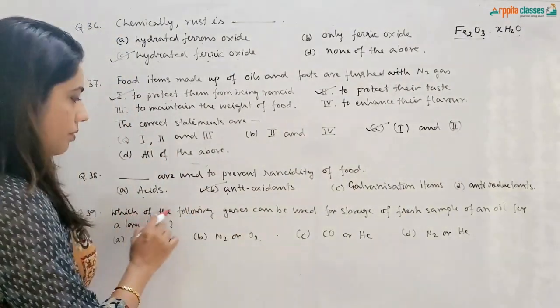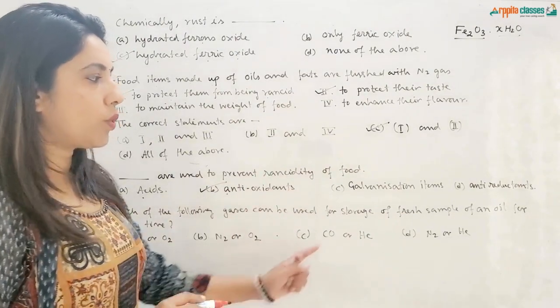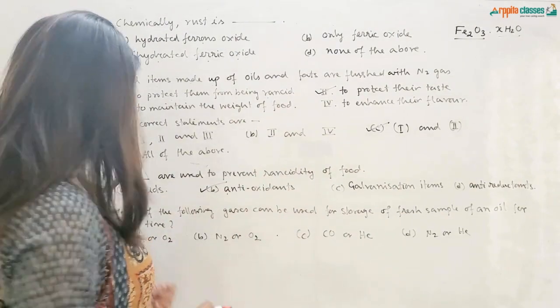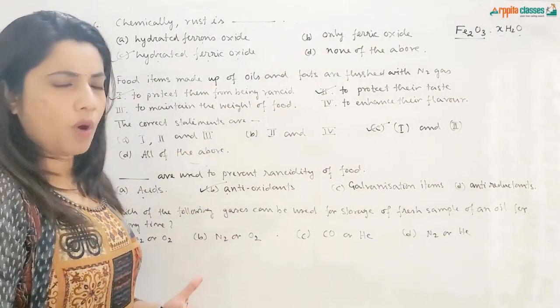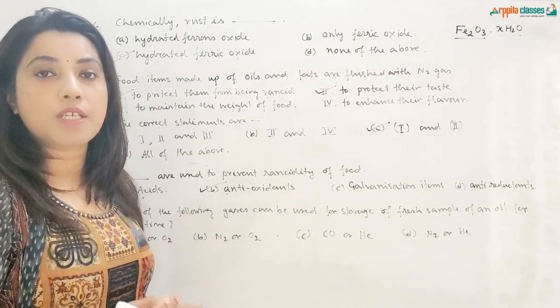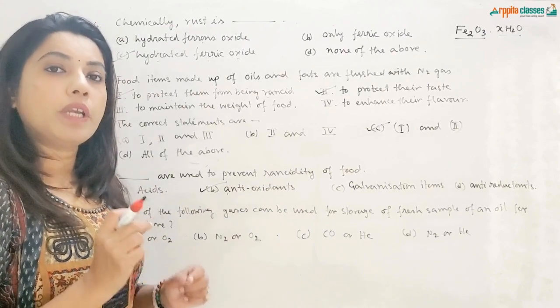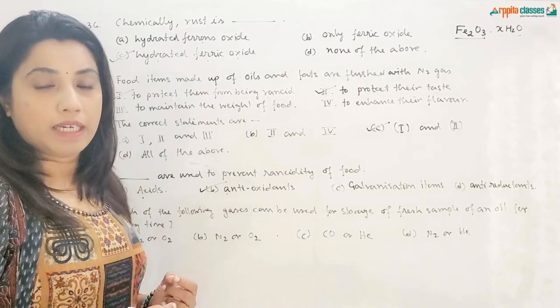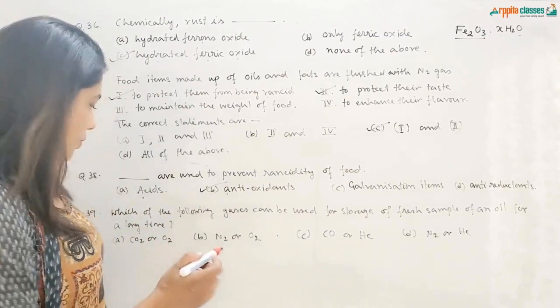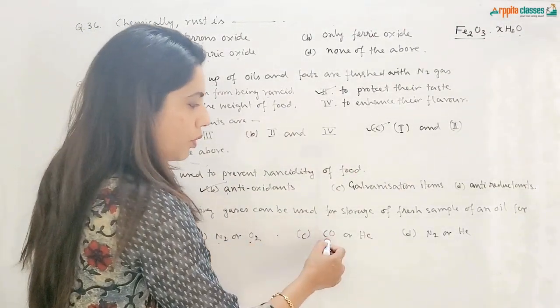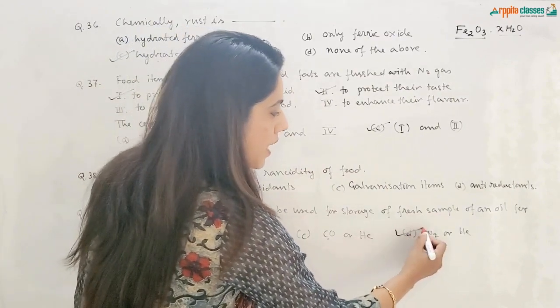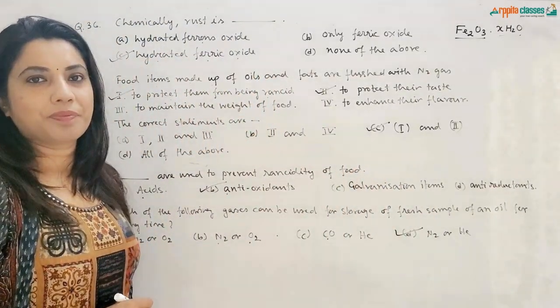Next question is, which of the following gases can be used for storage of a fresh sample of an oil for a long time? So for the storage of a sample of oil for a long time, we have to use gases which are inert in nature. So inert gases like nitrogen or helium, this kind of gases we have to use. Carbon dioxide or oxygen, no. Nitrogen or oxygen, no. Carbon monoxide and helium, no. Nitrogen and helium is the right option.